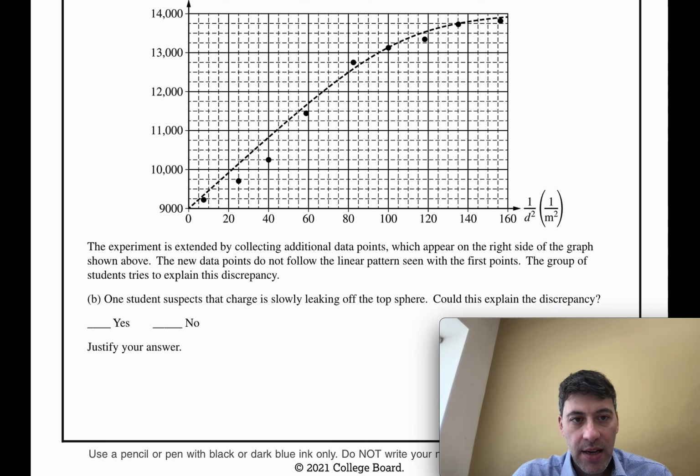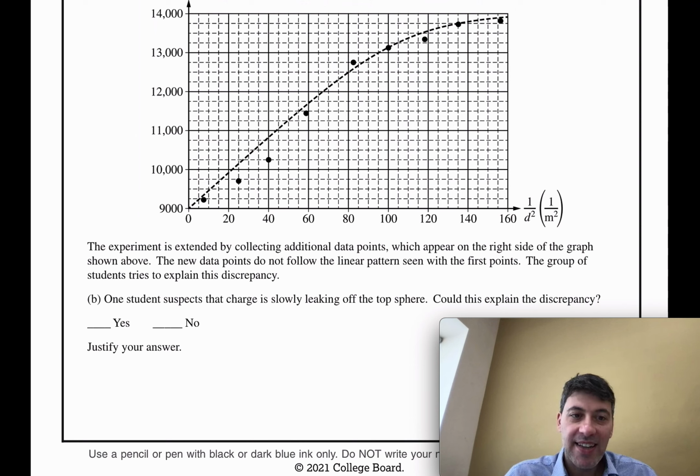And we continue. The experiment is extended by collecting additional data points that appear on the graph in the way that we see over there. However, we see that the new data points do not follow the linear pattern. They do not follow a straight line. Now, there is something that causes this. We'll figure out what this could be.